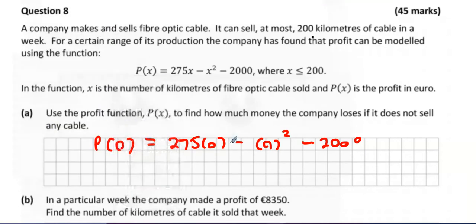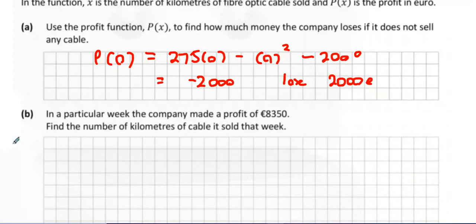Now, anyways, when you put this into the calculator, you find out your profit is minus 2,000. So you lose 2,000 euro if you sell no cable. In a particular week, the company made a profit of 8,350. Find the number of kilometers of cable sold that week.